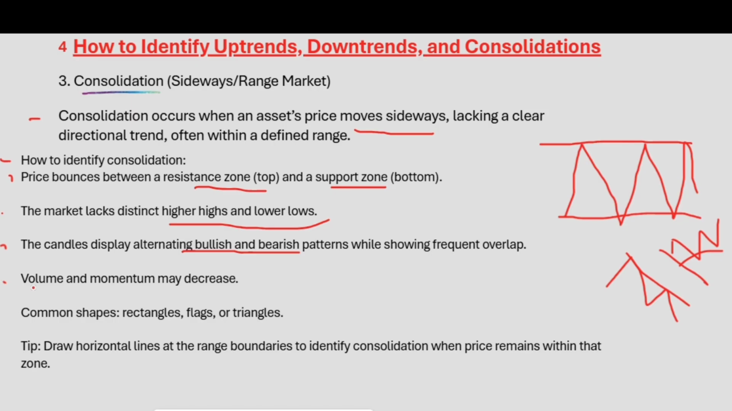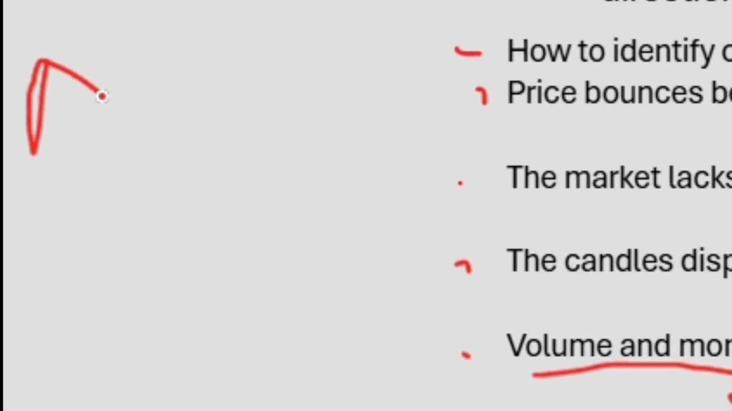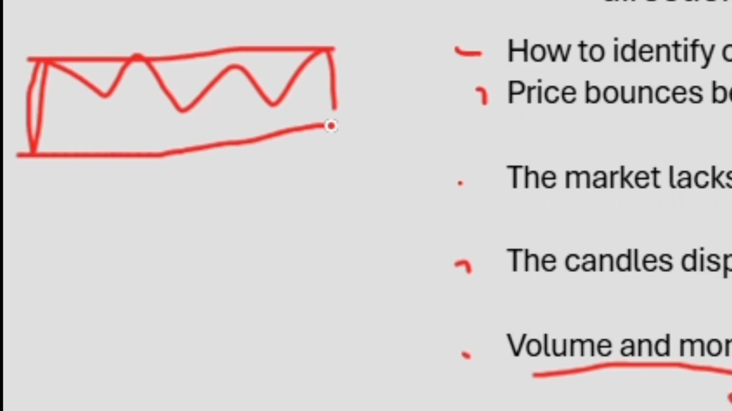Volume and momentum decrease. Common shapes include rectangles, flags, and triangles. These are shapes which we would also learn later. Tip: draw horizontal lines at range boundaries to identify consolidation when price remains within that zone. If you see price behaving like this, draw horizontal lines, these ones, to identify consolidation.